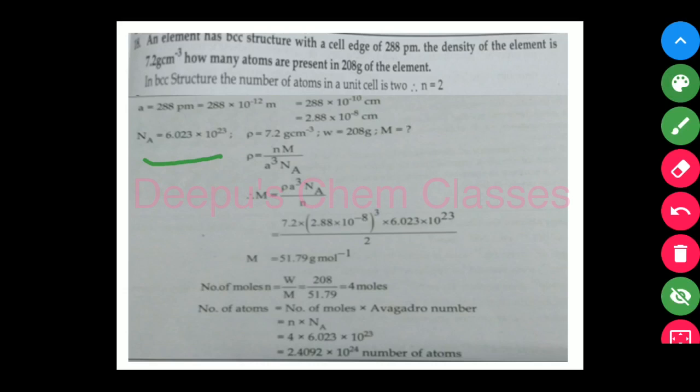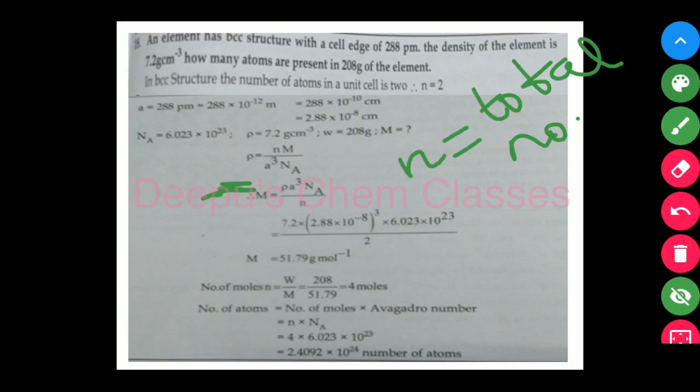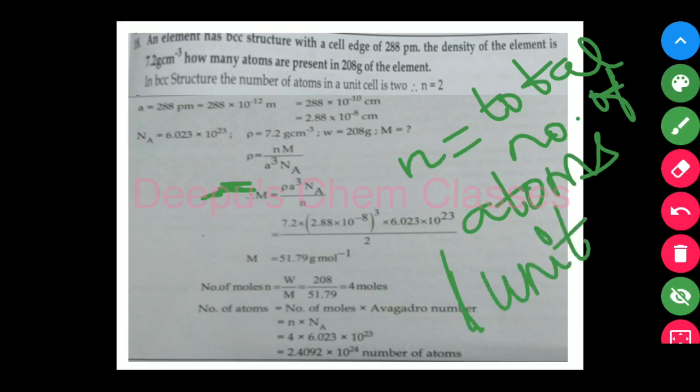Then the Avogadro number, standard value, 6.023 into 10 to the power 23. Rho value is given. W is 208 gram. So what is asked? Molar mass is unknown. By using the formula for density in solid state, rho is equal to Nm divided by A cube Na. N is nothing but the total number of atoms present in a unit cell. I am writing simply per unit cell.